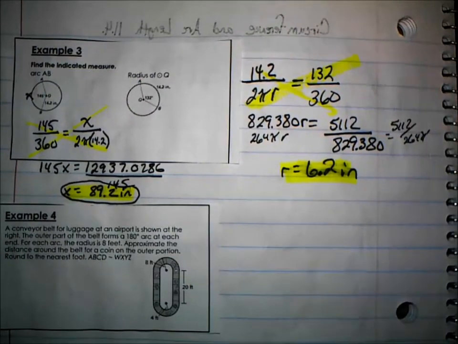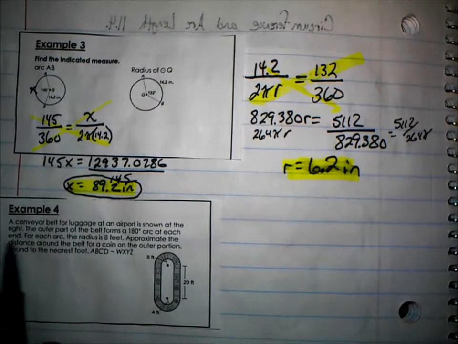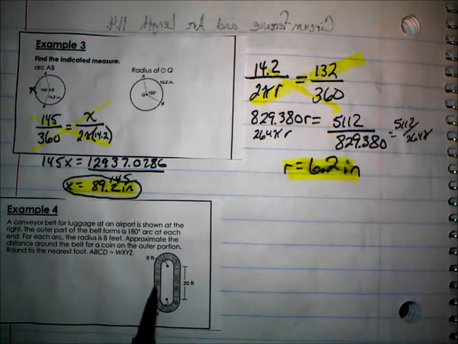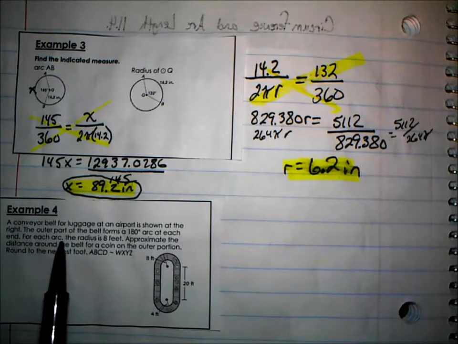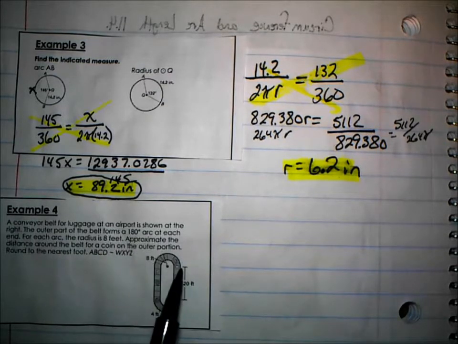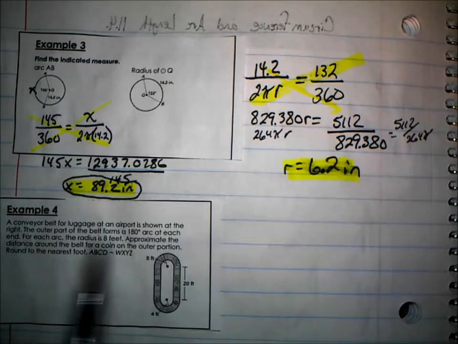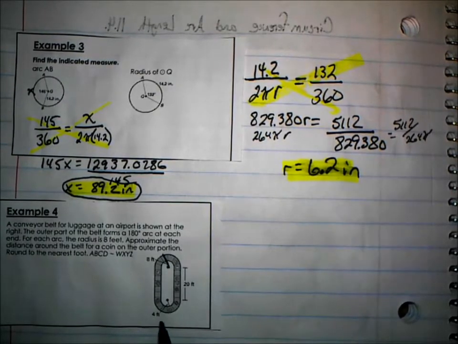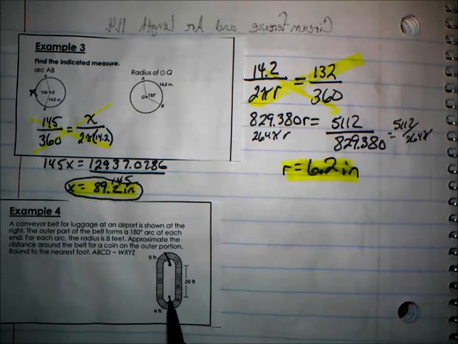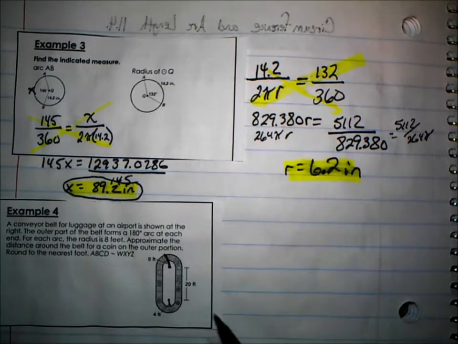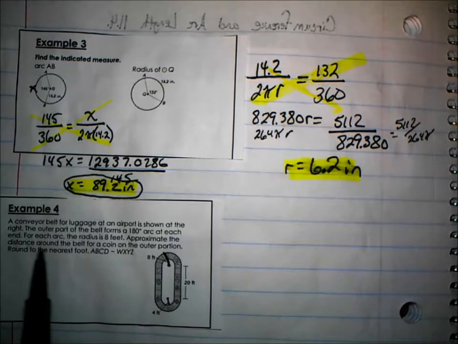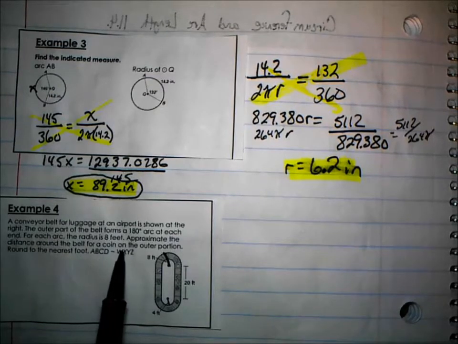Okay, example 4. A conveyor belt for luggage at an airport is shown at the right. So here's the conveyor belt with little luggage on it. The outer part of the belt forms a 180-degree arc at each end. For each arc, the radius is 8 feet. Okay, from center all the way to edge is 8 feet. Approximate the distance around the belt for a coin on the outer portion.